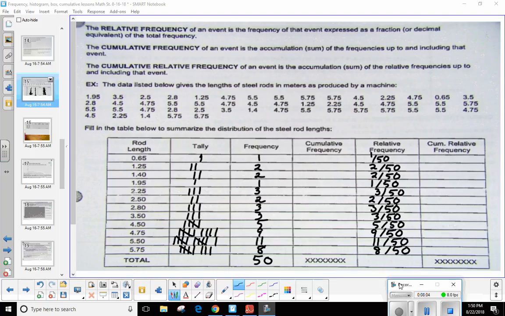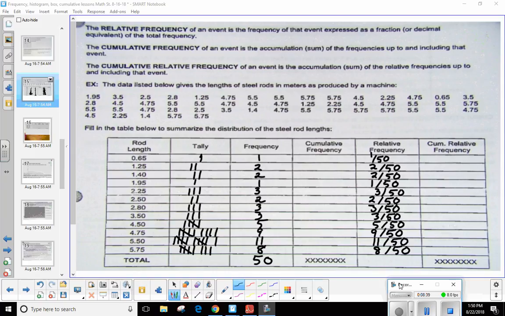It says the relative frequency of an event is the frequency of that event expressed as a fraction or decimal equivalent of the total frequency. Remember, the relative frequency is a percent. We've been dealing with those when looking at frequency tables. The cumulative frequency of an event is the accumulation, or the sum, of the frequencies up to and including that event. These are very useful at helping us create and find percentiles and a graph that we can visualize the data. So here's my column for cumulative frequency.